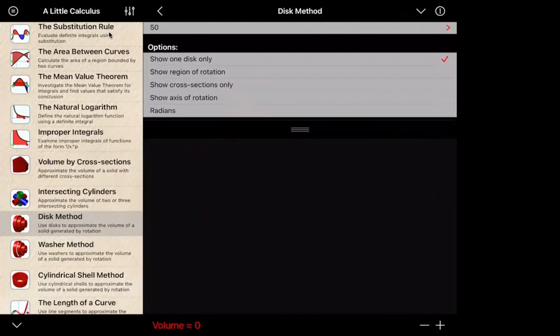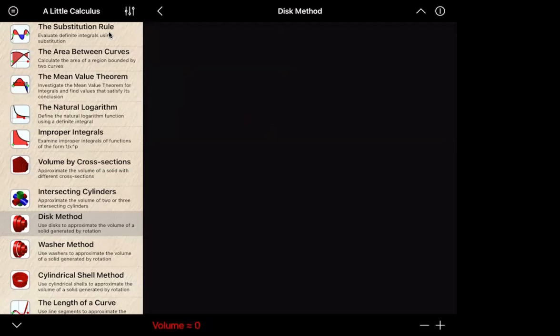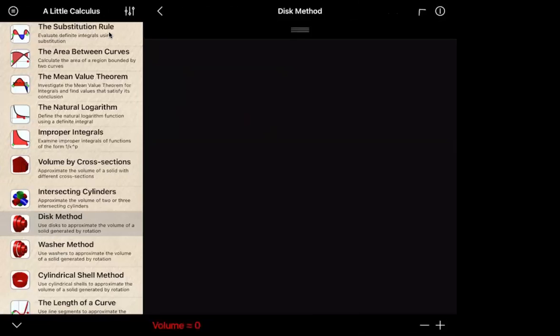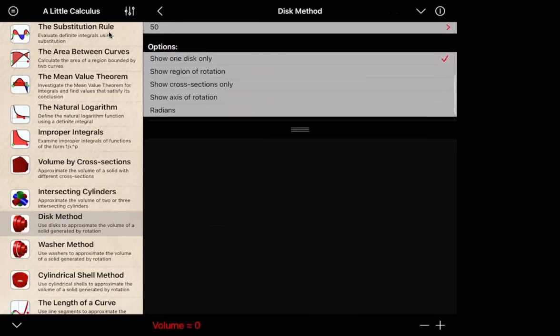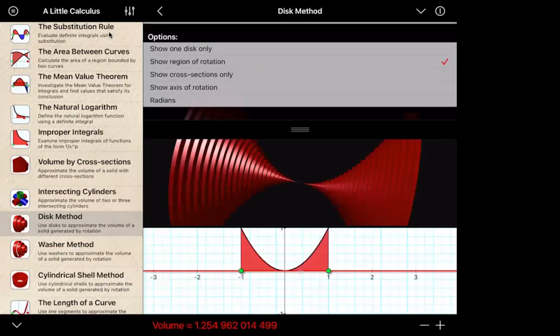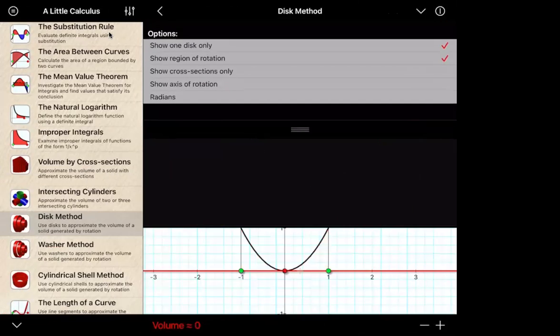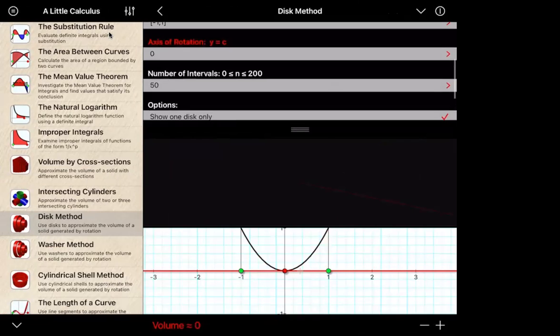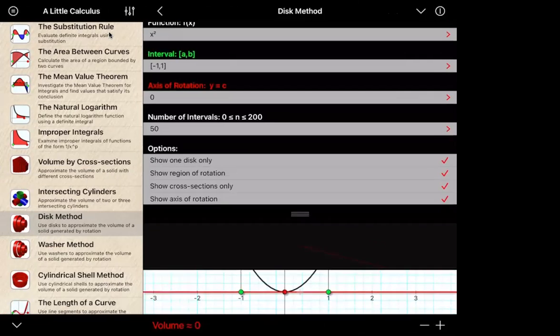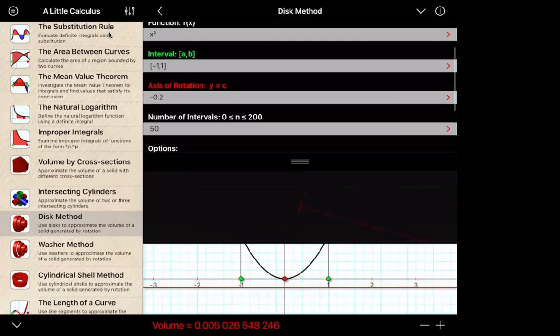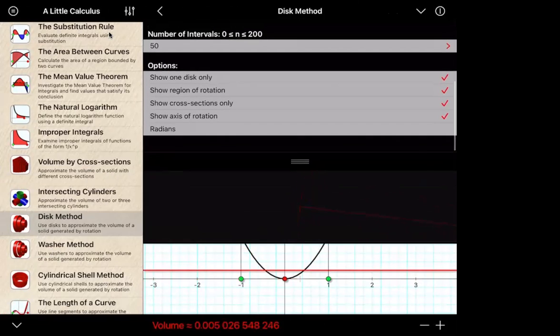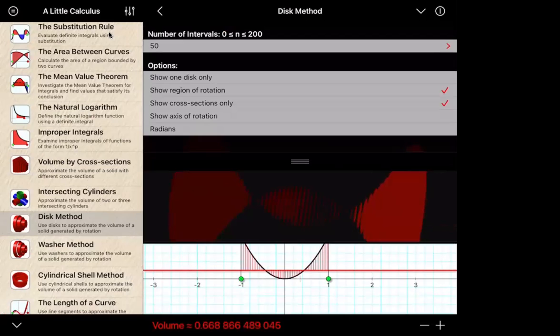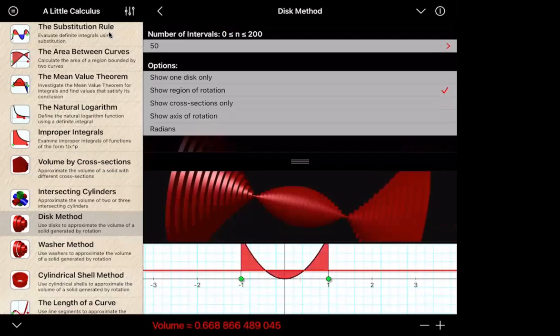I don't know where it went. Hang on. Oh, that's not good. Hopefully we can get it back. Show region of rotation. Okay, show one disc only. I'm not sure what that does. Show axis of rotation, and we don't really need it in radians. And now all of a sudden it's not working. Wow, don't know what that's doing. So let me turn off some of these and see if we can get back where we were.